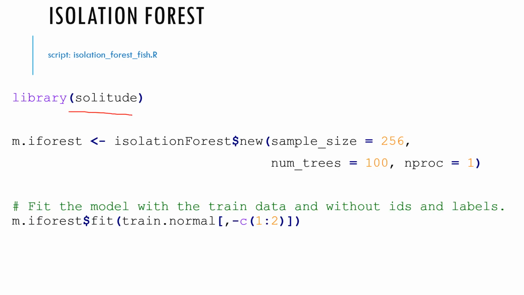The Solitude library implements the isolation forest algorithm, and here I'm first importing the library and then creating a new object of type isolation forest. The first argument is the sample size. The original authors suggest to set this to 256, and I'm using 100 trees. The last argument, nproc, specifies the number of CPU cores to use for the calculation. In this case, I'm setting this to 1. Finally, I will fit the model and pass the training data, removing any IDs and labels.